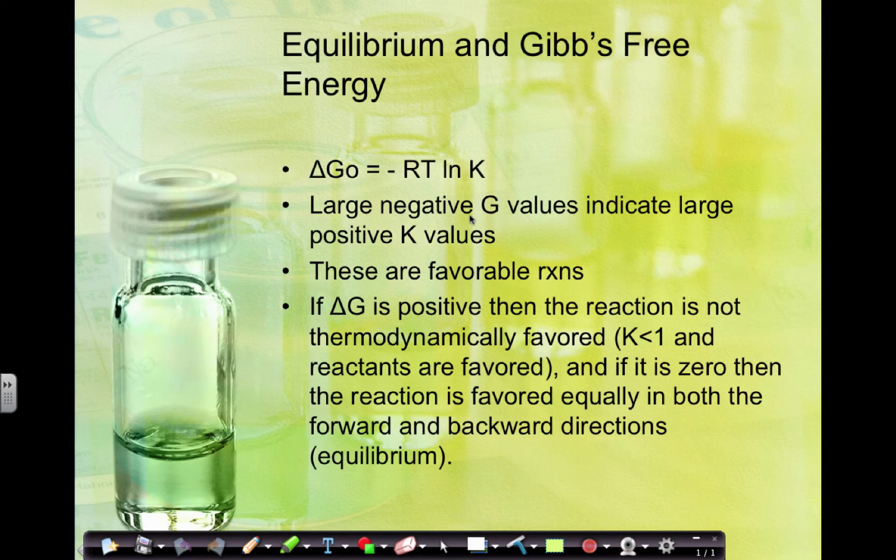All right, so when we talk about equilibrium, or when we talk about Gibbs free energy, we need to talk about equilibrium too. So delta G free energy is equal to negative R times the temperature times ln of K. So this right here, this is the gas law constant.